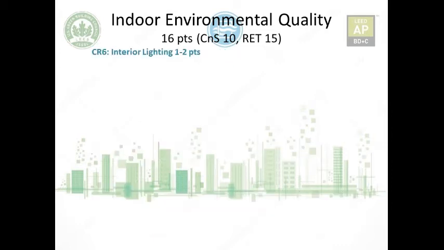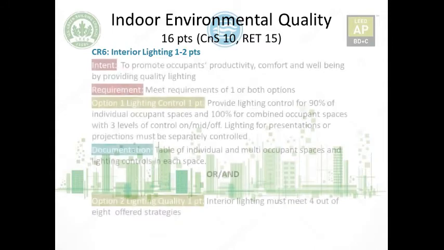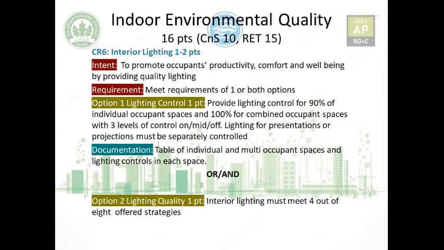Credit number 6, interior lighting, 1 to 2 points for all adaptations, and the intent is to promote the productivity of the occupants by providing quality lighting, keeping in mind comfort and well-being. In order to fulfill the intent, we can go for either option number 1 or option number 2, or we can go for both the options and gain 2 points.